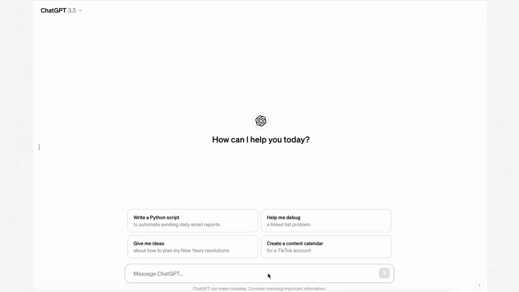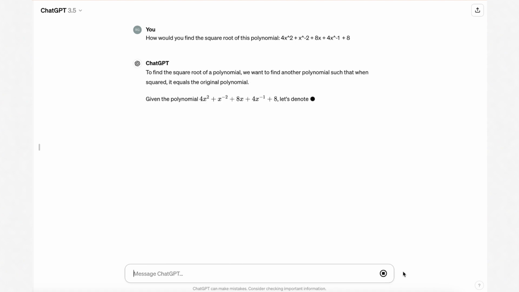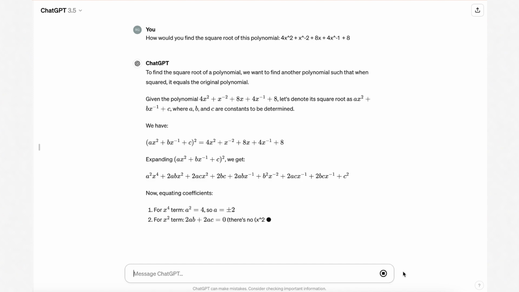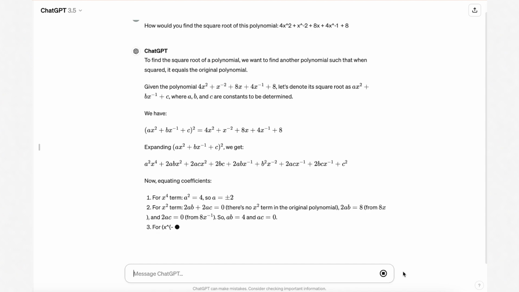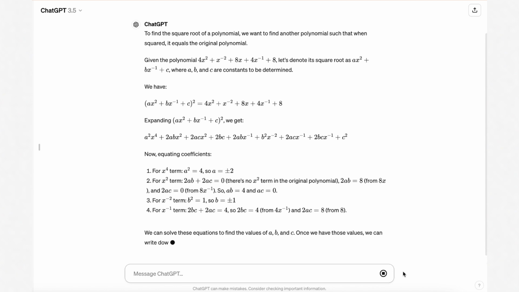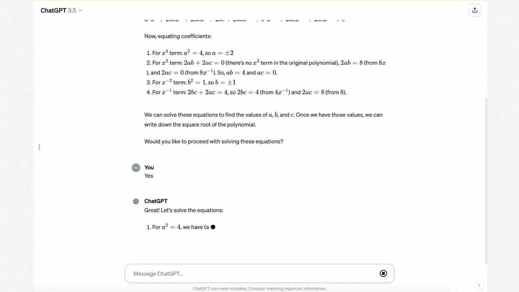Okay, I couldn't help myself. I was so curious about how I would have found the square root of this polynomial that I decided to ask ChatGPT. And ChatGPT gave me this answer. I was pretty impressed with how in-depth this answer was, but honestly, I'm still a little confused because I've just never been taught this method of finding the square root of a polynomial.